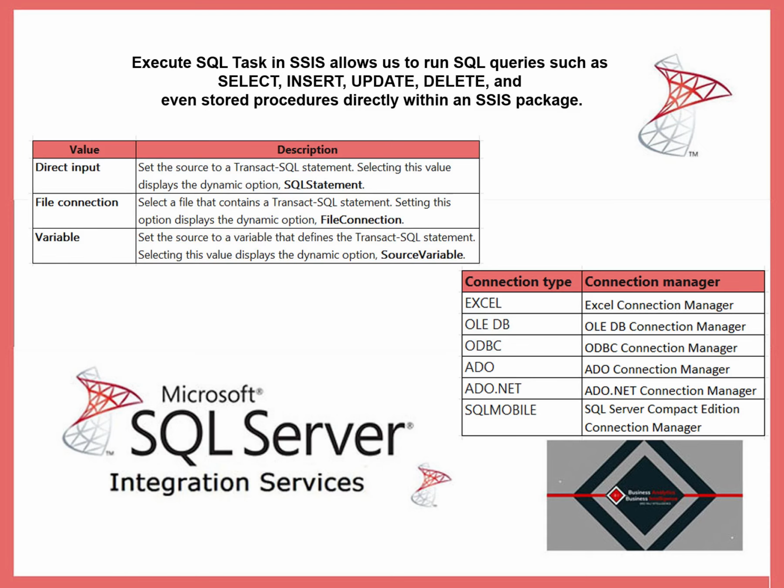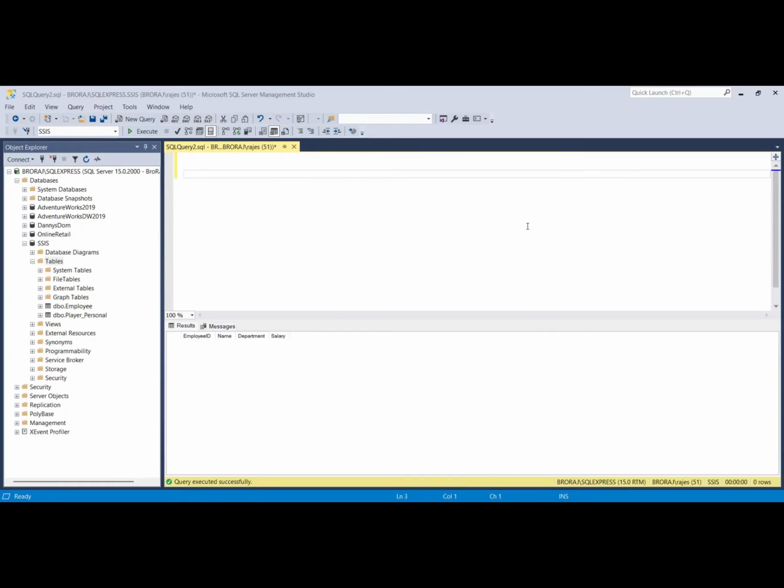So we will do an example. First of all, we will go to SQL Server and create a table and insert some values inside that table. And then using this Execute SQL Task, we will delete the table values, or you can truncate the table data. So we will go to the SQL table.